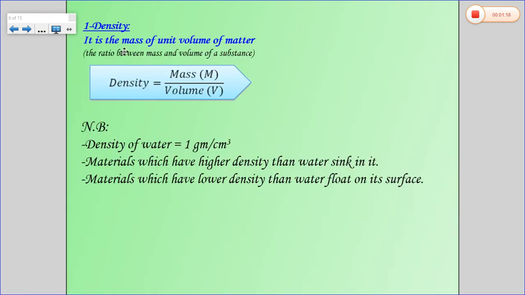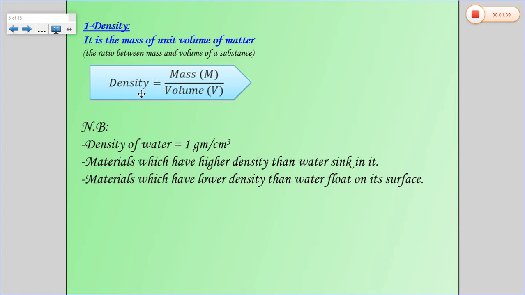So talking about density, what is meant by density? Density is the mass of a unit volume of matter. This means the ratio between mass and volume, which is represented mathematically by density equals mass over volume.